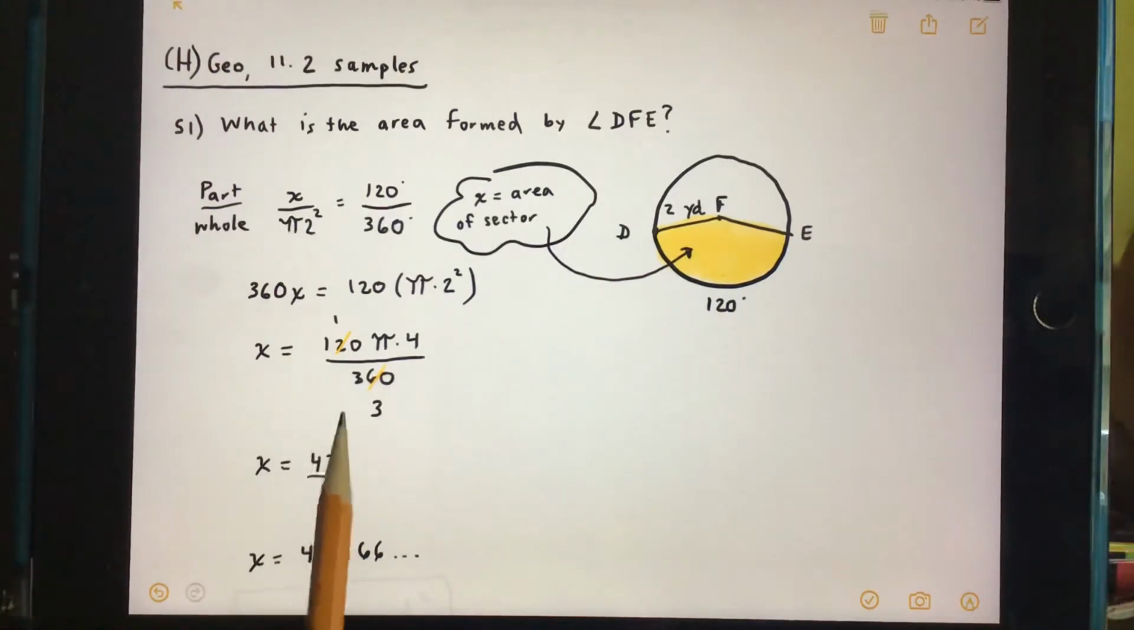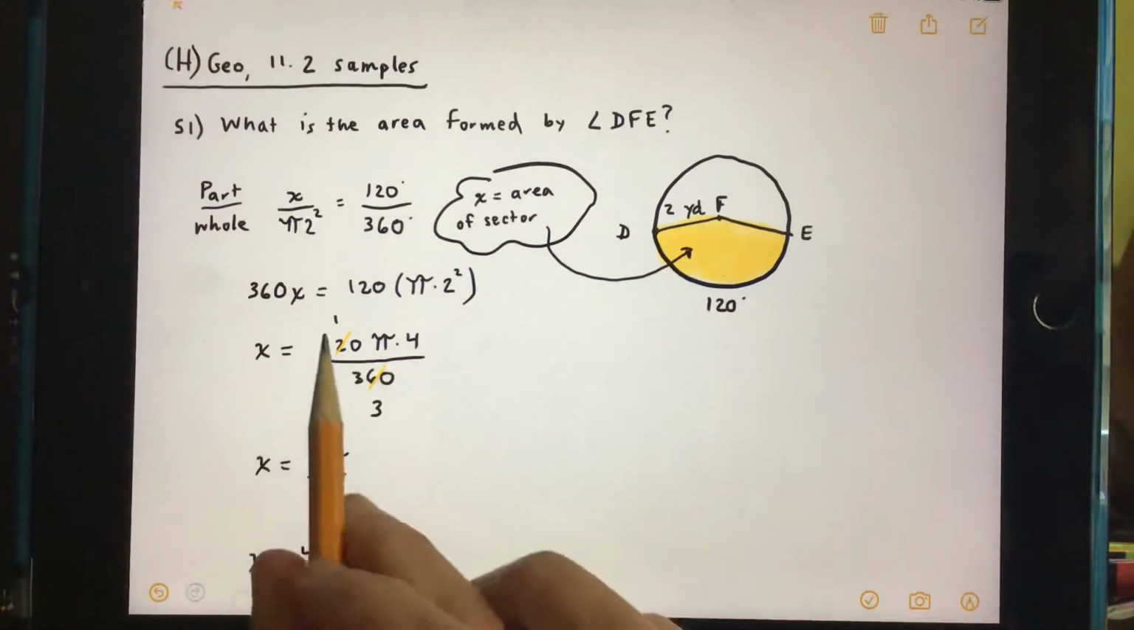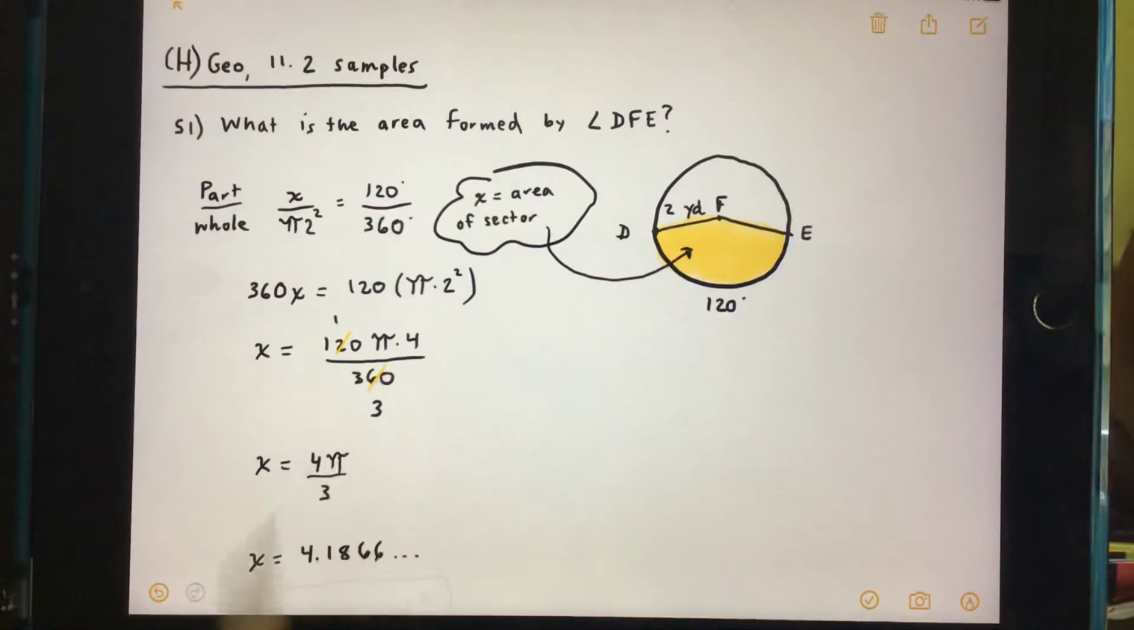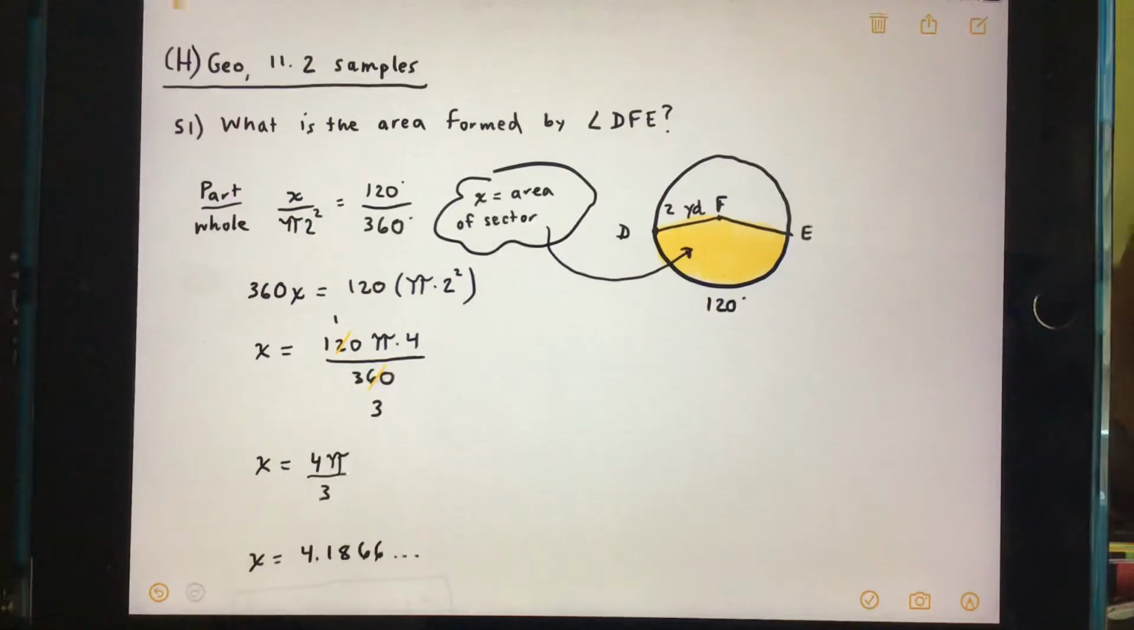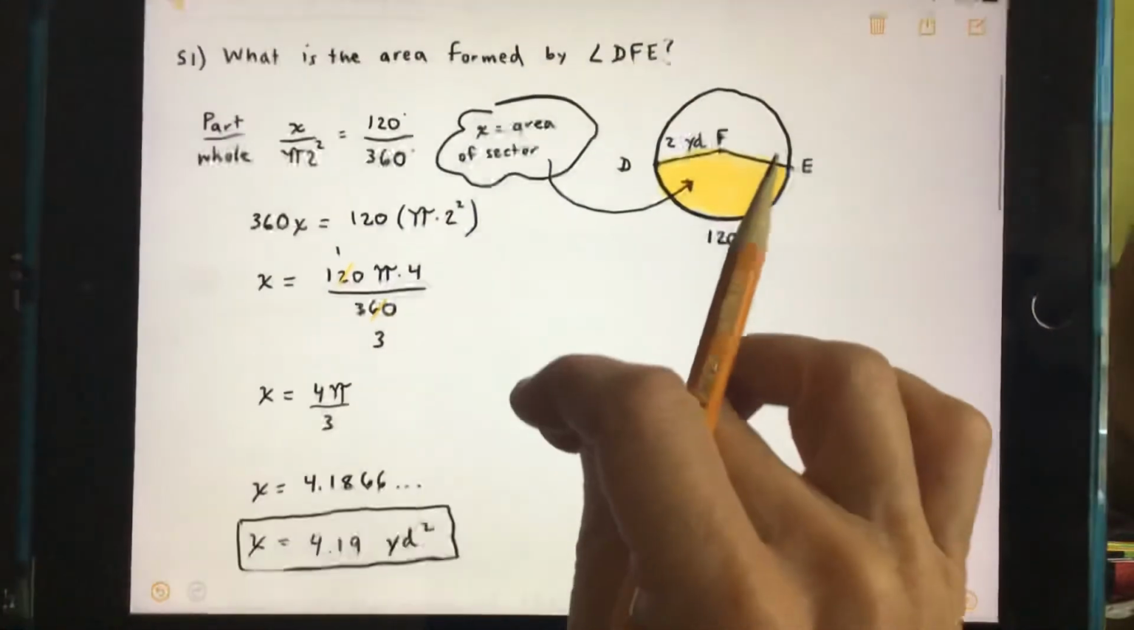So I notice I can divide both 120 and 360 by 120. So 120 divided by 120 is 1, 360 divided by 120 is 3. And so I'm going to rewrite this information as x is equal to 4 pi over 3. And at that point, I will throw all that in my calculator. 4 times pi divided by 3. And remember, we are using the value of 3.14 for pi, which is an approximation. And that is going to give us the result that you see here.